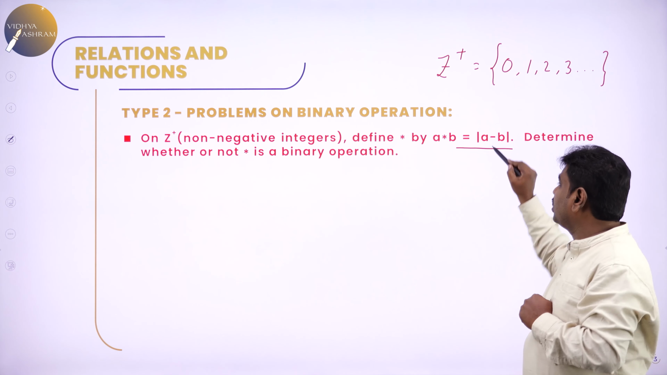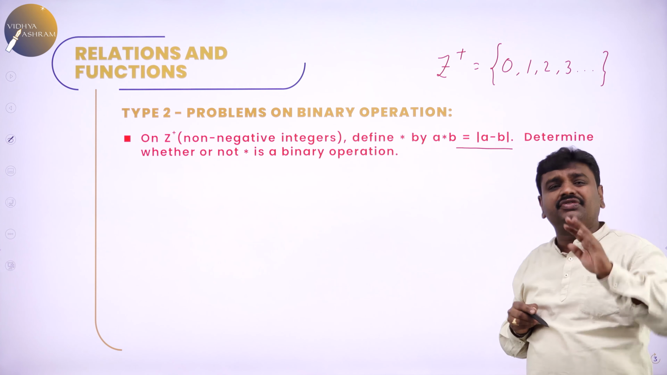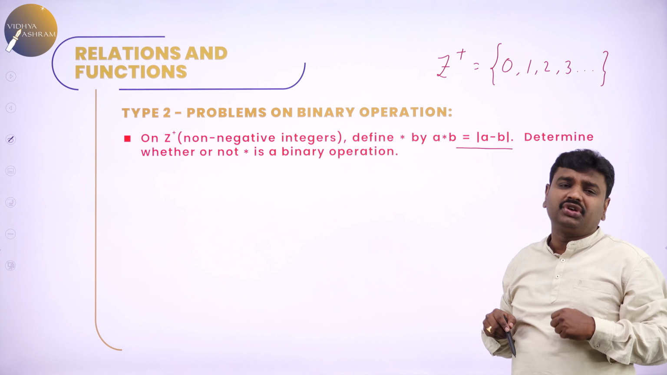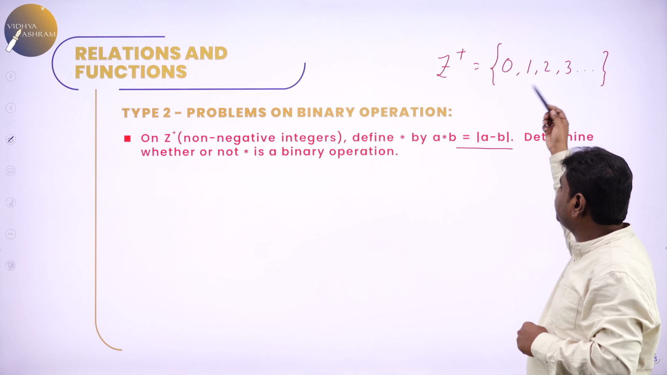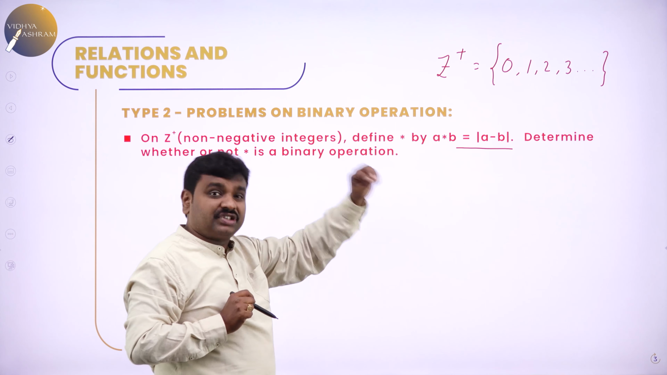2 star 3 is modulus of 2 minus 3. What is modulus of 2 minus 3? Modulus of minus 1. Modulus of negative becomes what? Positive. So, because we have modulus, always we will get absolute value. Absolute value may be always positive or it may be 0. So, therefore, you take any numbers, it will become true.